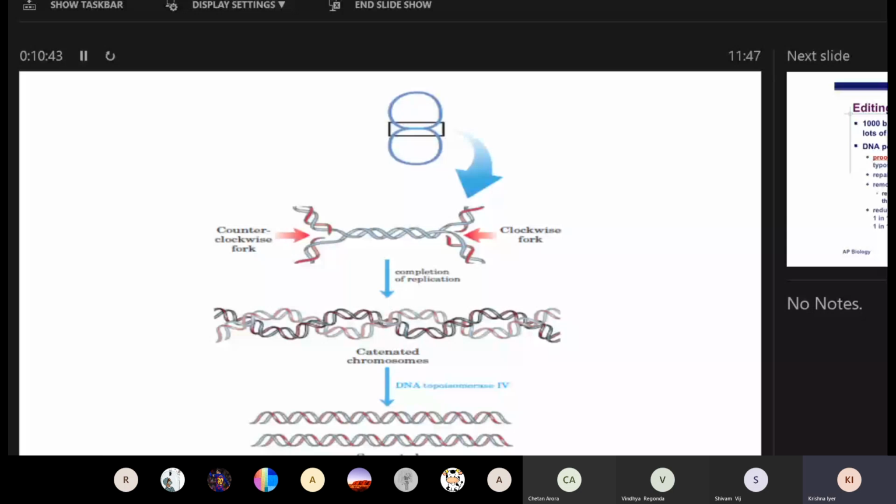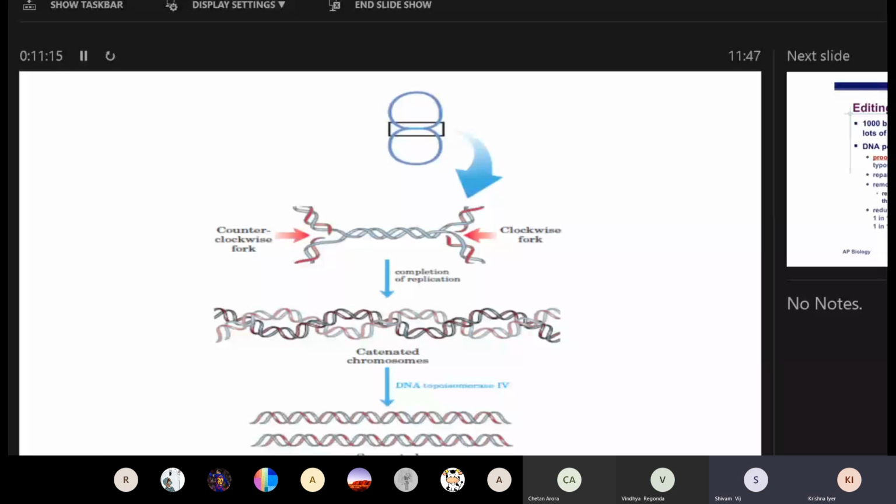Okay, so for circular DNA, as replication ends, you need the activity of this enzyme called topoisomerase in order to separate the two replicated circular pieces of DNA, each of which is double stranded. Okay, everyone clear with this concept?